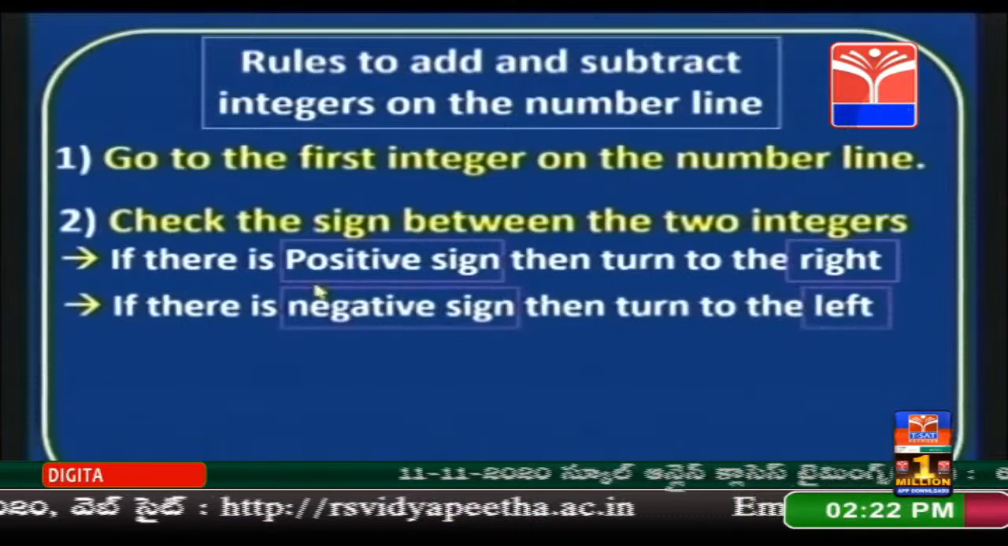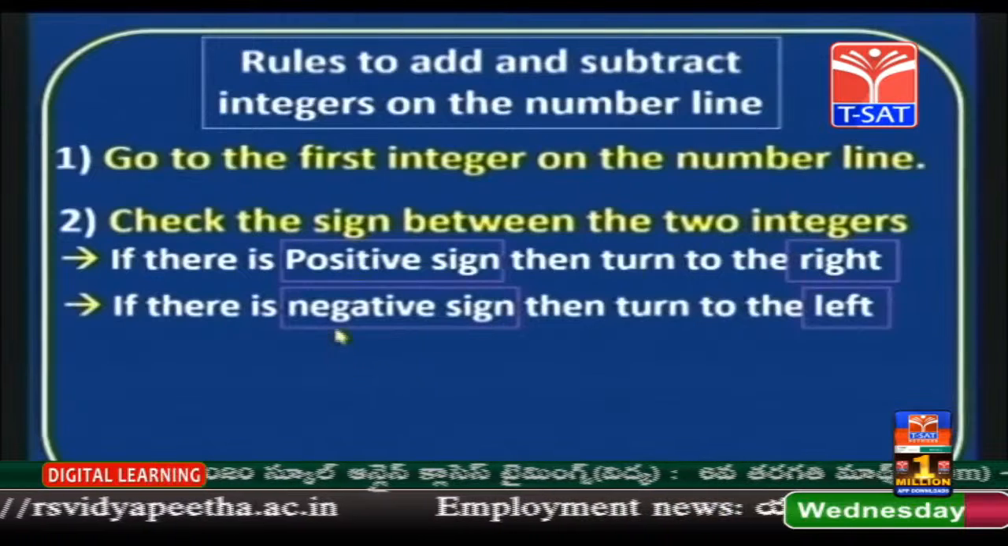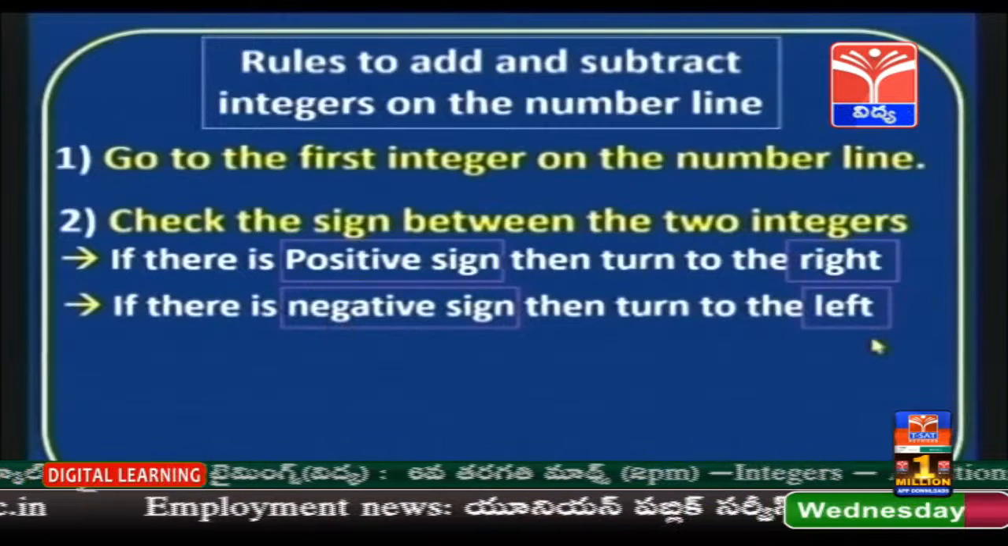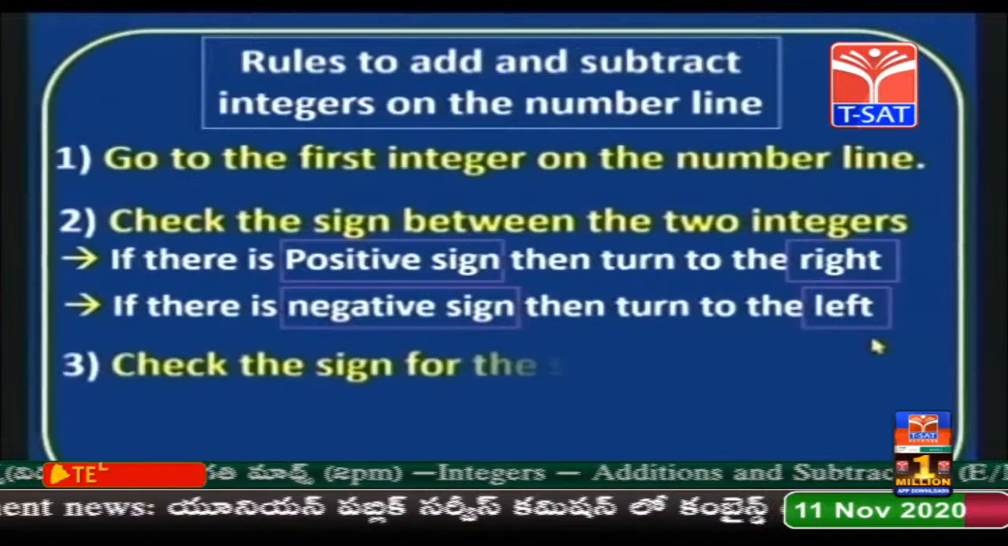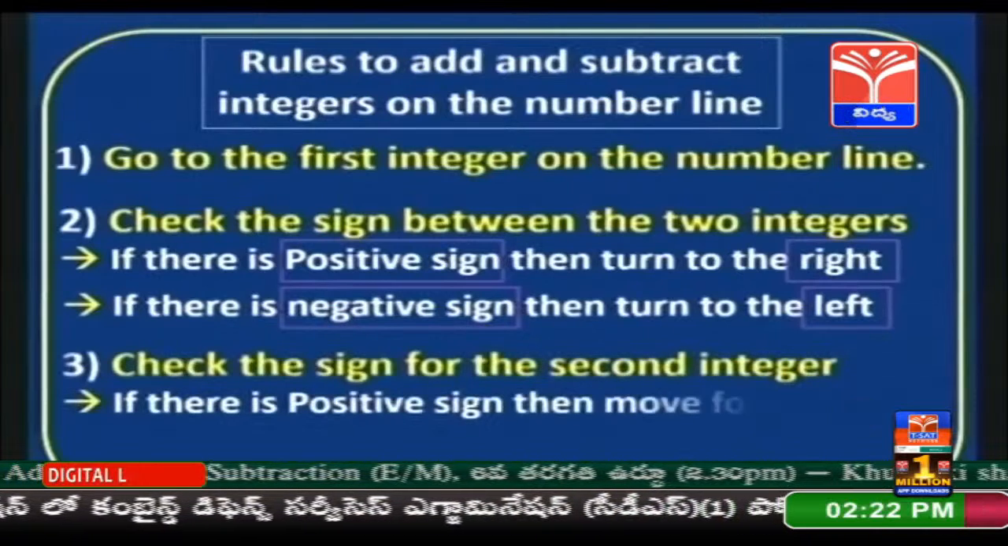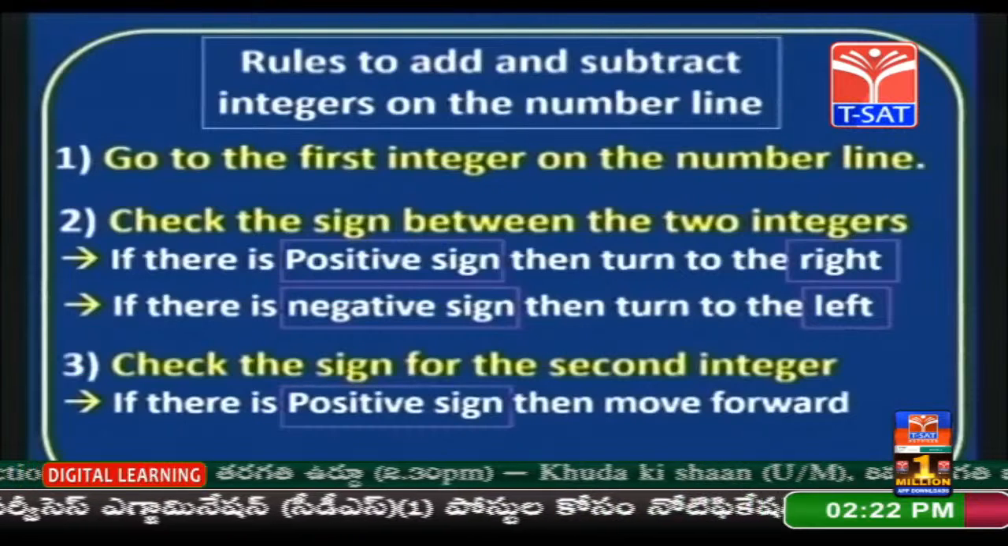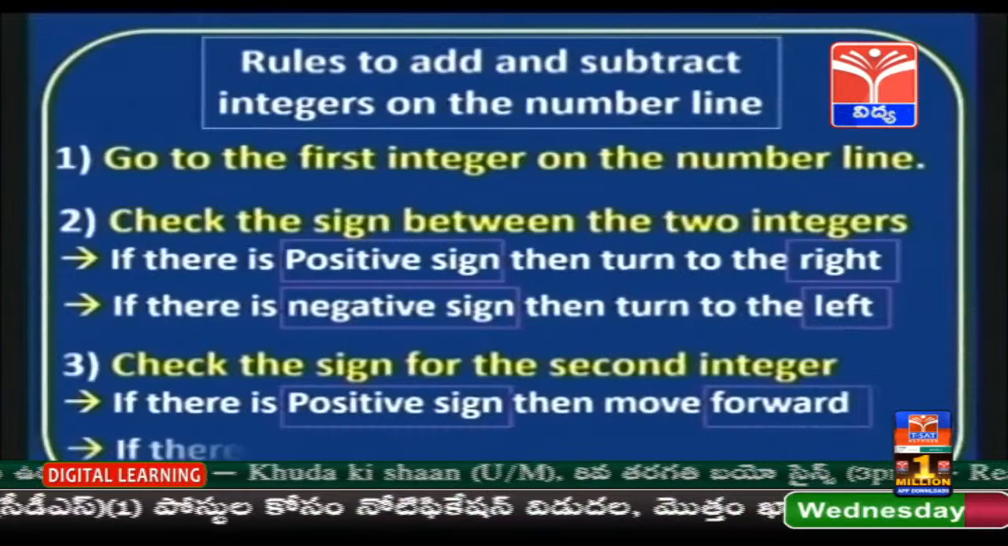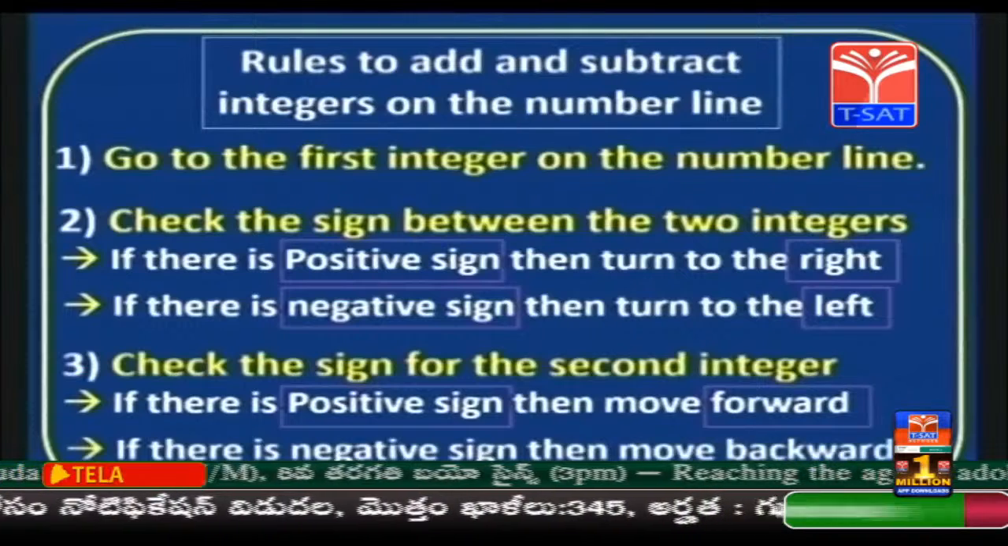If there is a positive sign, you have to turn right. If there is a negative sign, you have to turn left. Check the sign for the second integer. If there is a positive sign, then move forward. If there is a negative sign, then move backward.